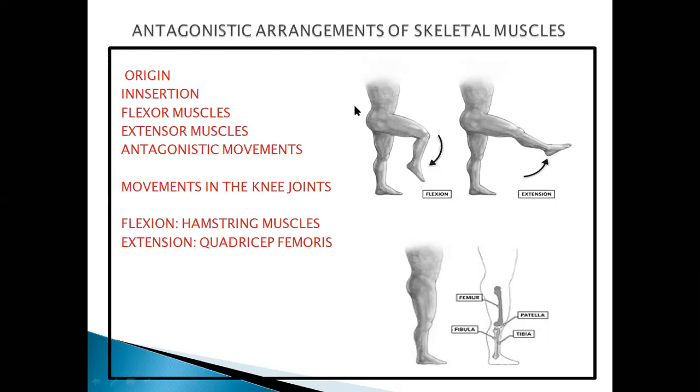So if we see these movements in knee joints, what is the origin point and what is the insertion point and how they are producing the antagonistic movement. For this purpose, I have taken the example of knee joints. So you can notice the flexion and extension in which part of the legs it is taking place. You can see very easily with the help of this diagram.